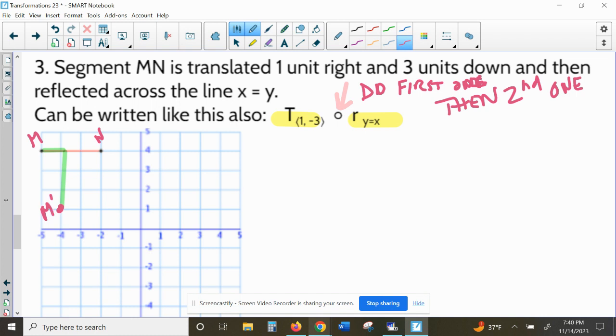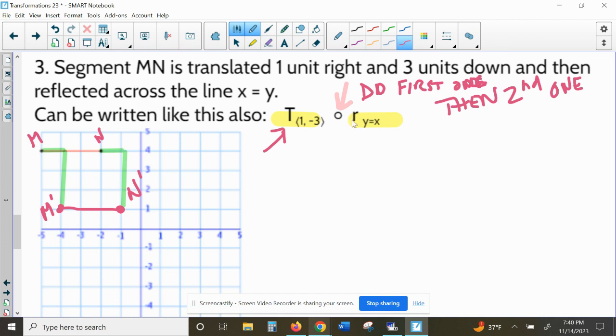And I have to do the same thing to my other point N, right? So I go 1 to the right and 3 down. 1, 2, 3. And so that means that my point N prime is right here. So my line has moved to there so far. That right here is my first transformation: 1 to the right and 3 down.